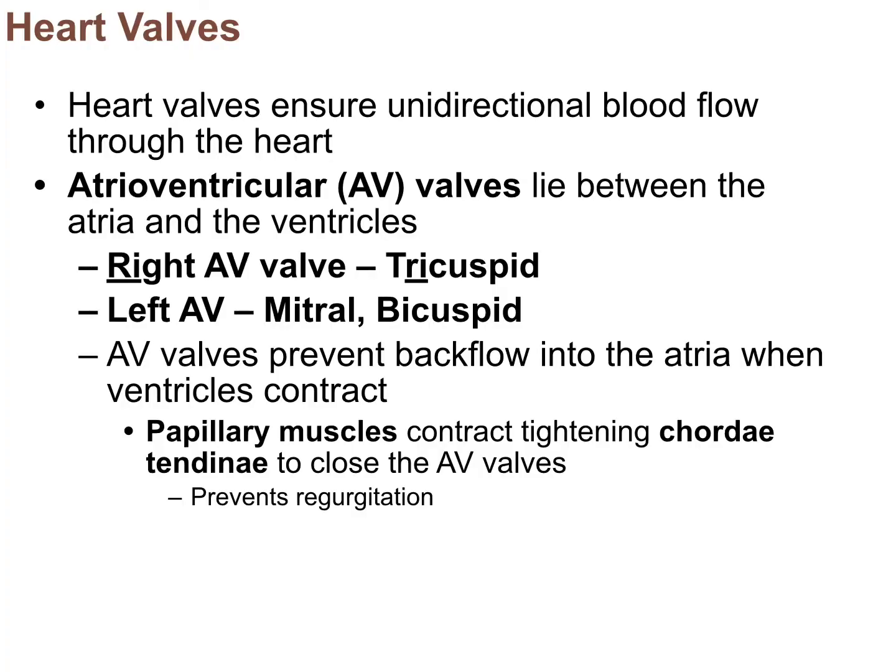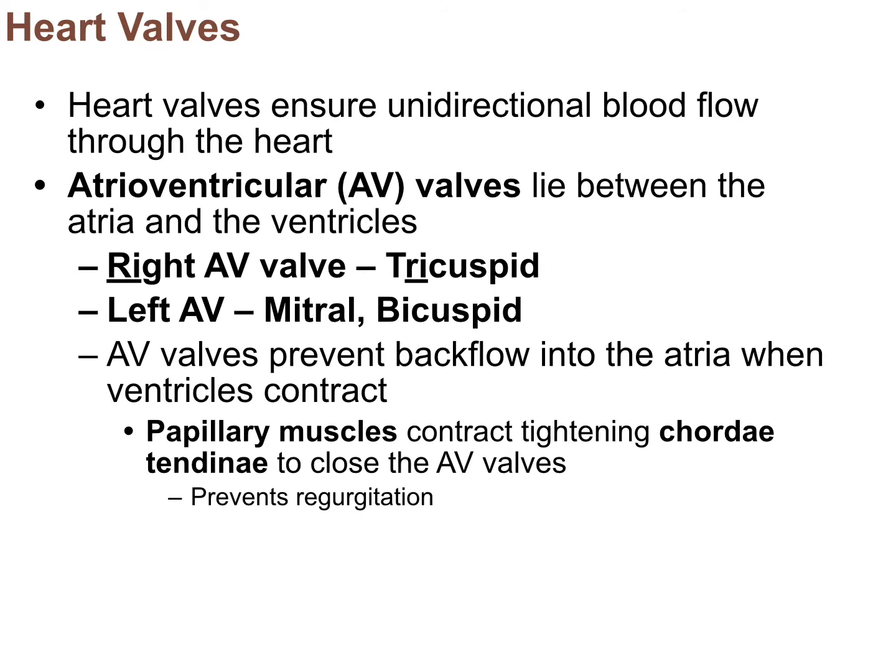Now, when we talk about valves, you have atrioventricular valves. That's not their name. That is their category, right? So they are valves between the atria and the ventricles. There are 2. One of them is called the tricuspid valve. The other is called the bicuspid valve. The bicuspid is also called the mitral valve.